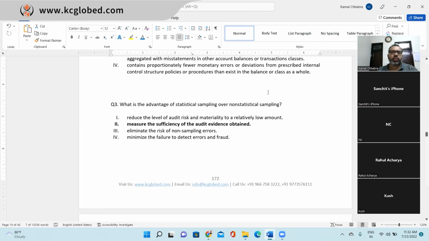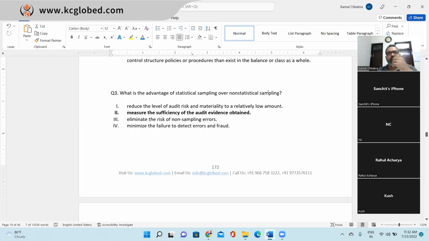Cool. Third question. What is the advantage of statistical sampling over non-statistical sampling? So we discuss about the benefit of statistical sampling, right? So it is from there only. Reduce the level of audit risk and materiality to a relatively low amount. Measure the sufficiency of the audit evidence obtained. Eliminate the risk of non-sampling error. Minimize the failure to detect the error and fraud.